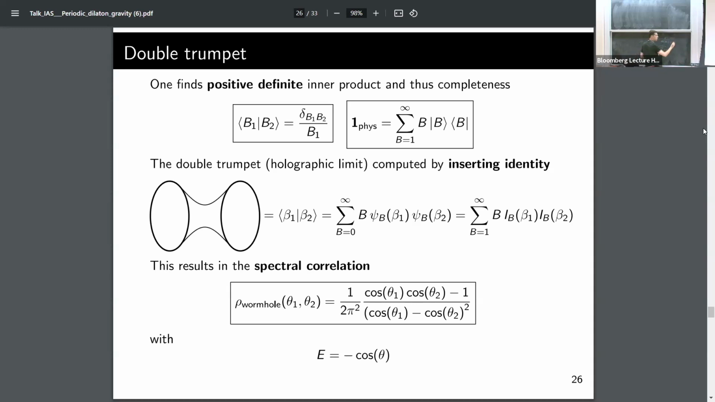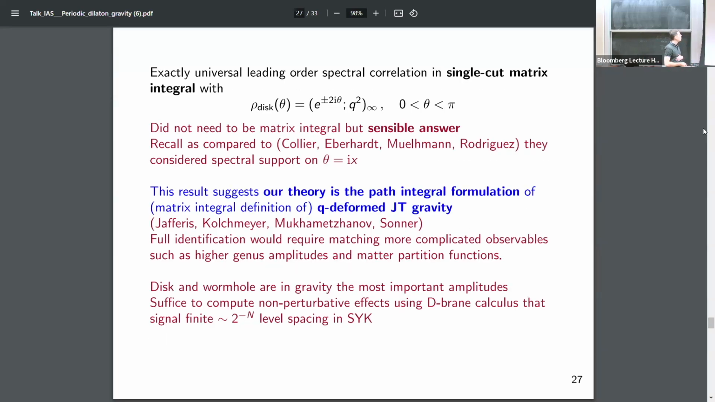Okay, now I think I understand. This comes from putting the sine in. So this result suggests that our theory is a path integral formulation of what Jeffers and friends called the q-deformed JT.